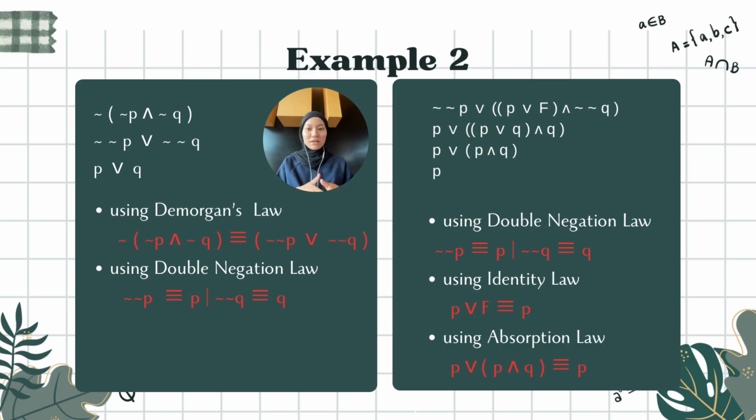Next example is equation (not P or F) and not Q. In this equation, we can use two laws, such as double negation law, where not not P is logically equivalent with P and not not Q is logically equivalent with Q. Next is identity law, where P or F is logically equivalent with P. So the next equation we will get is (P or Q) and Q.